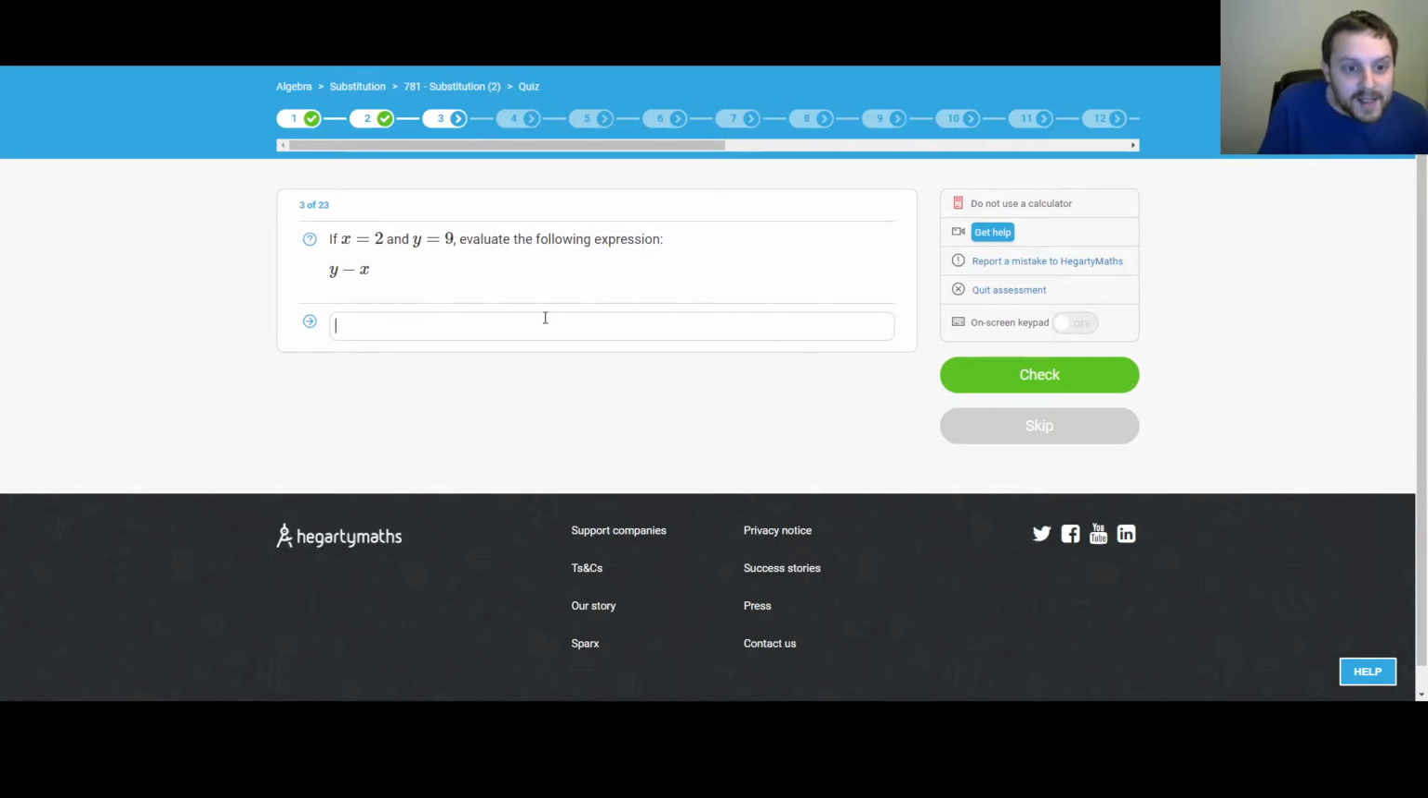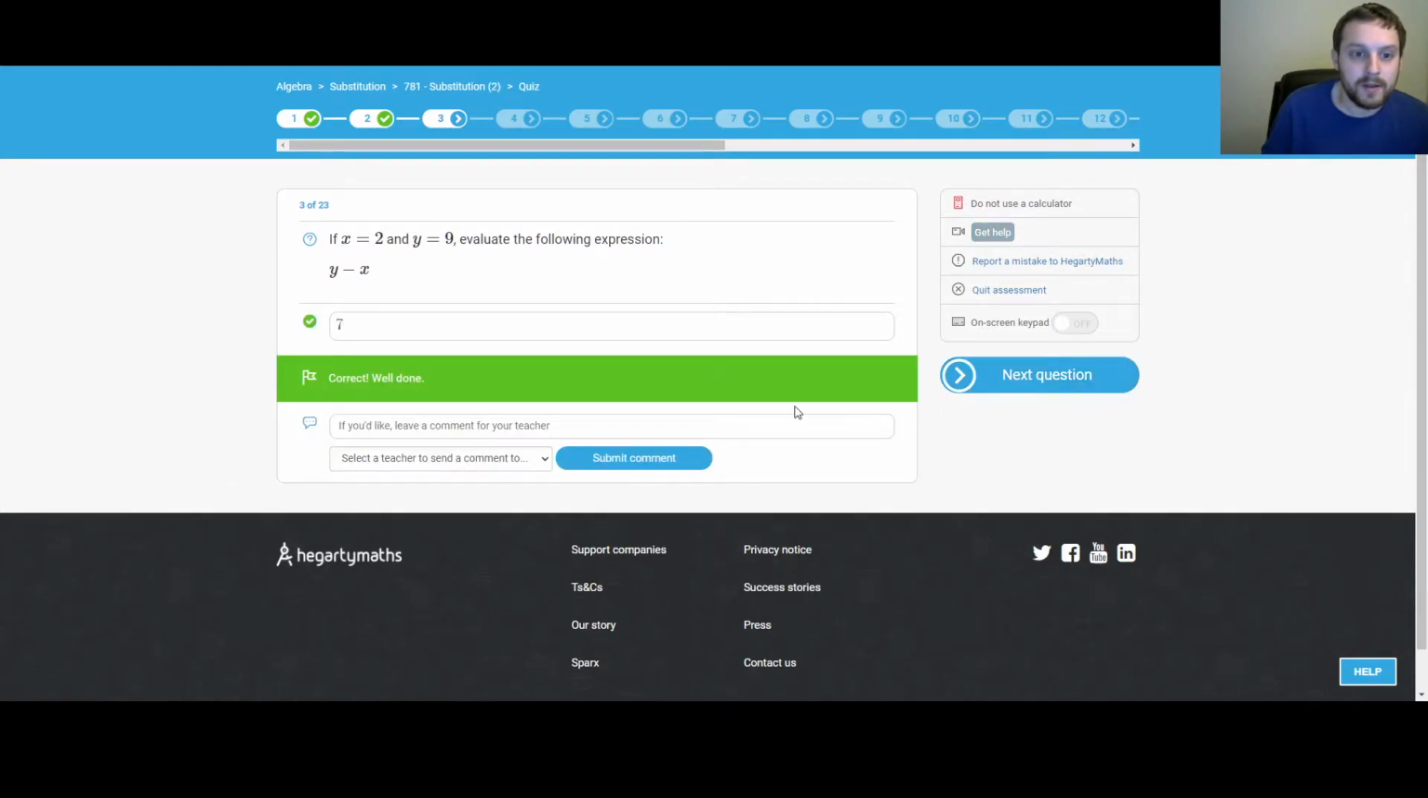Anyway, 9 take away 2 is this one, so that's 7. See, y is 9, so instead of y you say 9, and x is 2, so you do 9 take away 2, which is 7.